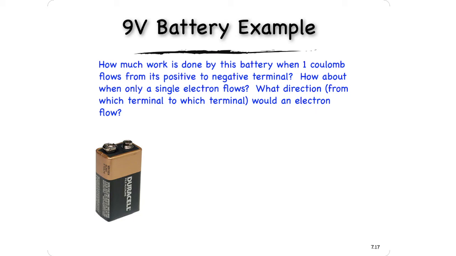Let's start with a simple calculation, which is to find out how much work is done by a battery when 1 coulomb flows from the positive terminal to the negative terminal. So this is a 9-volt battery here. The work done by the battery is minus the change in potential energy. So when a coulomb goes from the positive terminal to the negative terminal, it's going down in voltage by 9 volts.